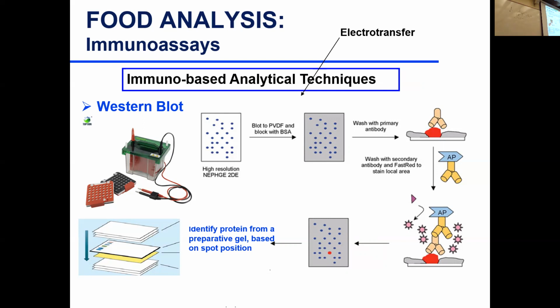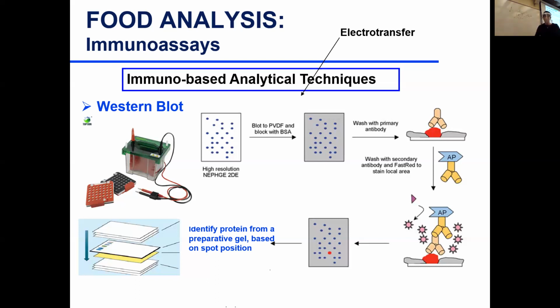Then you add primary antibody. If the antigen is there, it will react with it. Then you add your secondary antibody that is labeled with the enzyme. So it binds to your primary antibody. You add a substrate, it gives you color. Then you can see if you have the antigen, you'll see that red spot or whatever color the spot is. You'll see it on the gel.